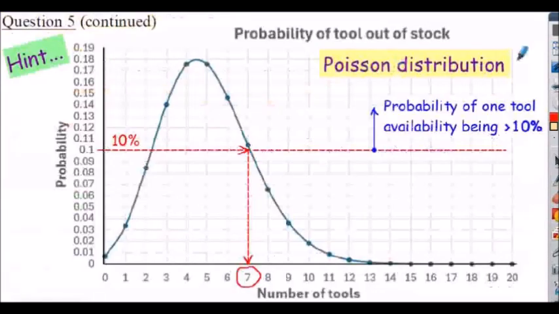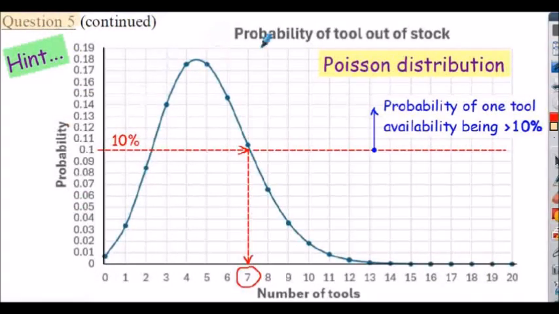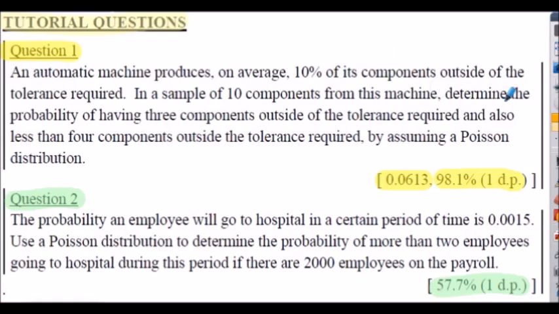If it helps you in your understanding for question 5, here's actually a plot of the Poisson distribution for this question. Hopefully this provides a hint as to the final answer required. I will show you the full solution to question 1, but I'll leave you with all the other questions to solve at your own pace.